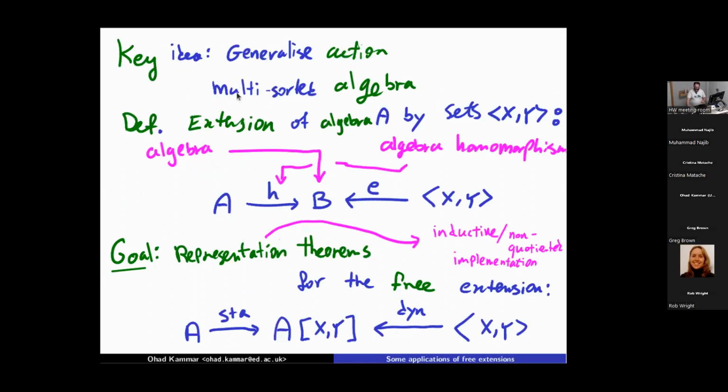I look at multi-sorted algebras. An extension of an algebra by an index set, one for each sort, indexed by the sorts, is another algebra B, together with a homomorphism from the original algebra and an index function from the sets of variables. And the point is the representation theorem, which is the representation I've showed you before: the free extension of the algebra, the actions, by the index set of the variables.